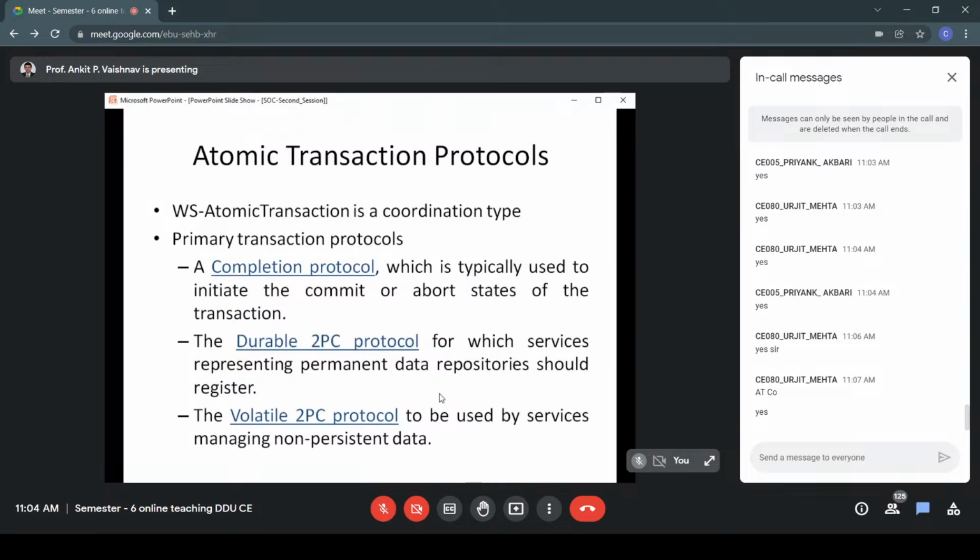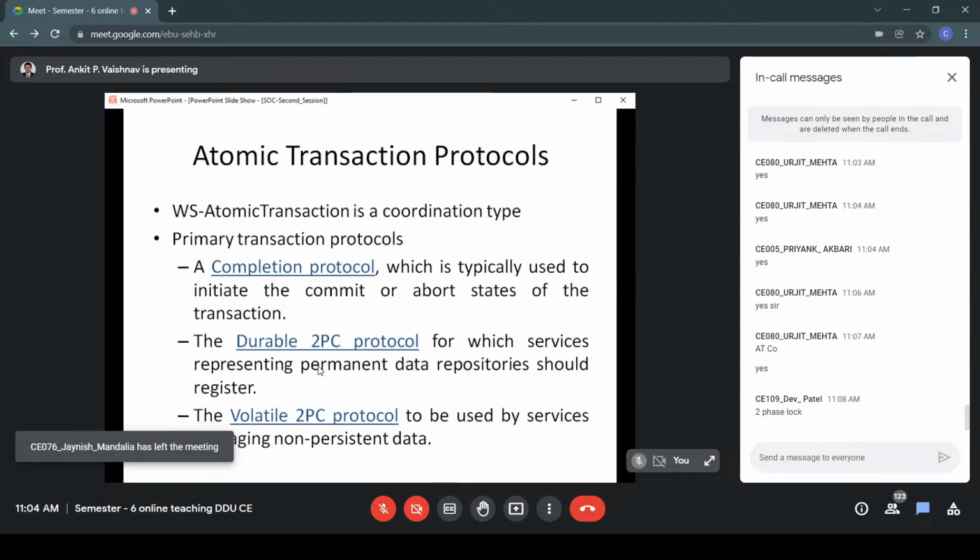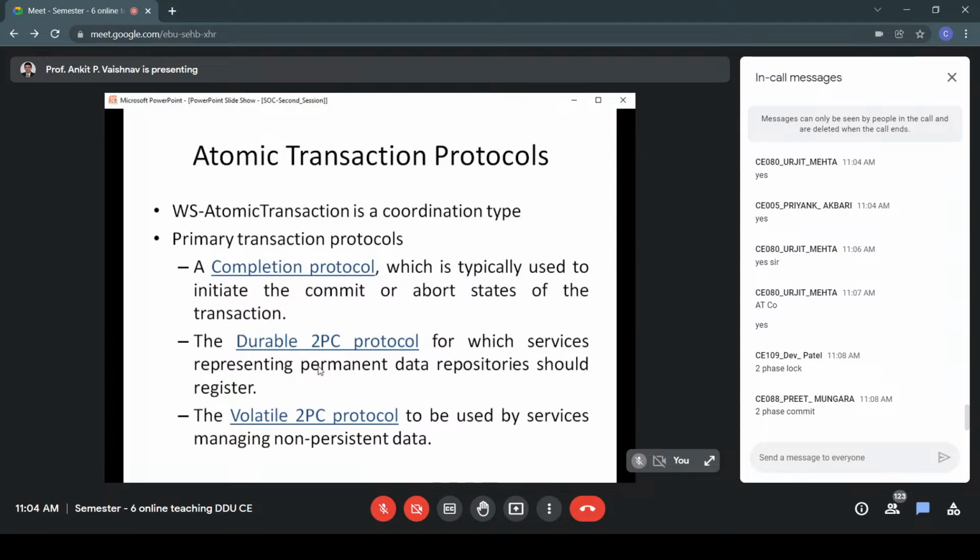Okay. So WS-AtomicTransaction is a coordination type. It supports 3 protocols: completion protocol, durable 2PC protocol, and volatile 2PC protocol. Have you seen this term anywhere? 2PC. It is a short form of a very well-known database concept. Any guesses on that? Two-phase commit. Yes, it is two-phase commit, right?